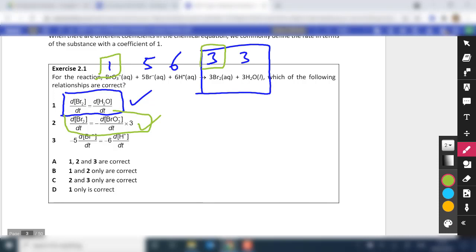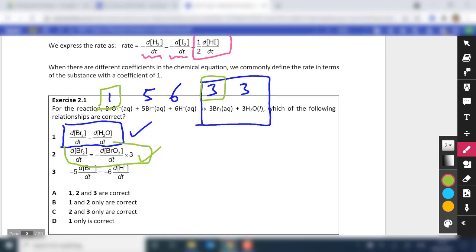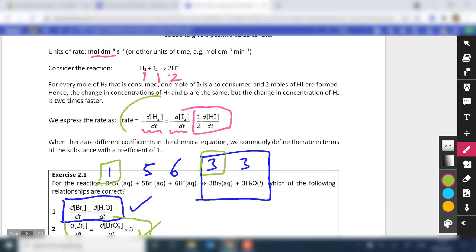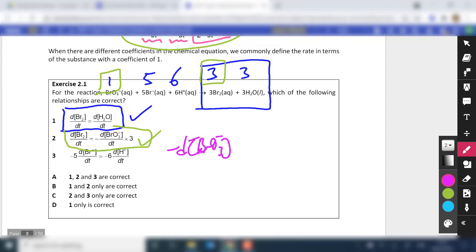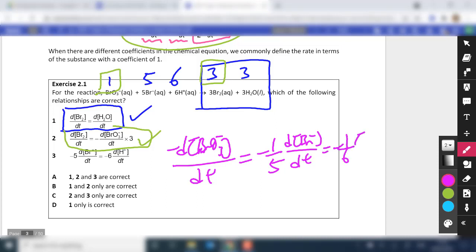Then what about option 3? Is it true that 5 times the rate of disappearance of bromide is equal to 6 times the rate of disappearance of H+? Is this true? If we just go back a little bit to us trying to write this particular relationship, how should we write it? We should write it as minus d[BrO3-]/dt, which should be equal to minus 1/5 of the disappearance of bromide, and 1/6 of the disappearance of H+. I hope I'm making sense here.